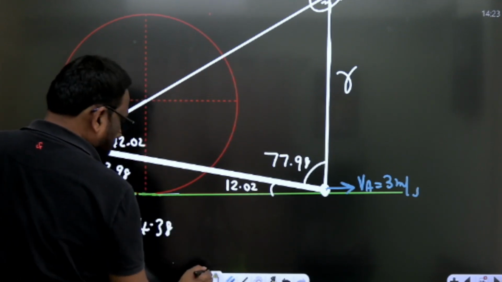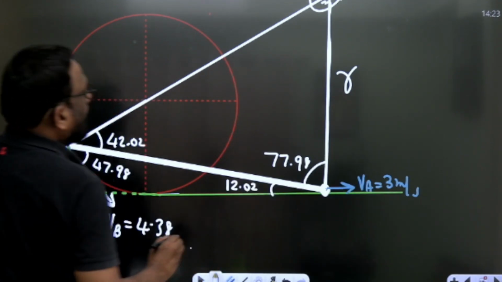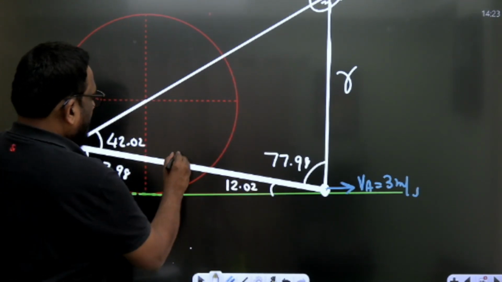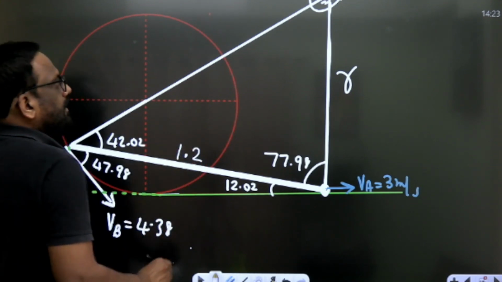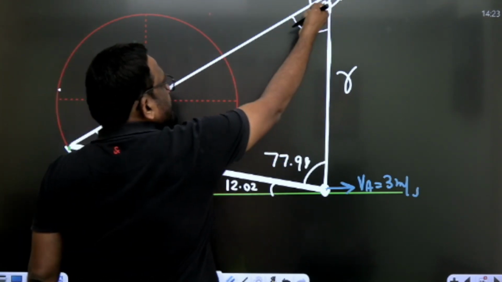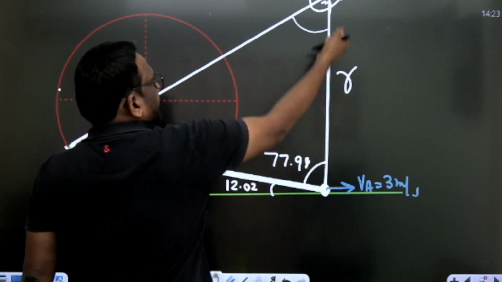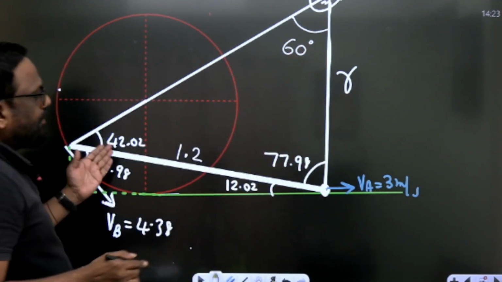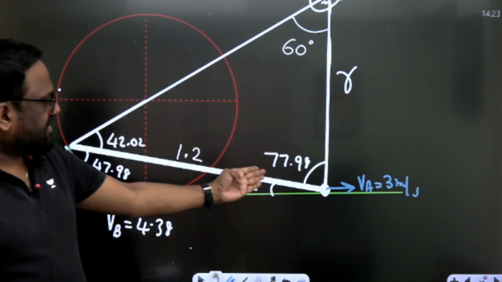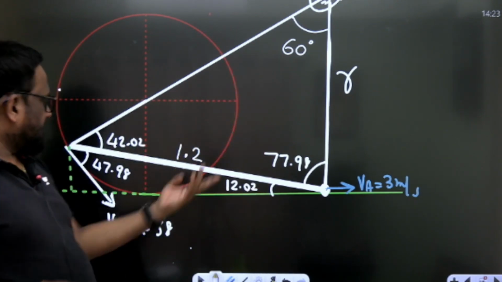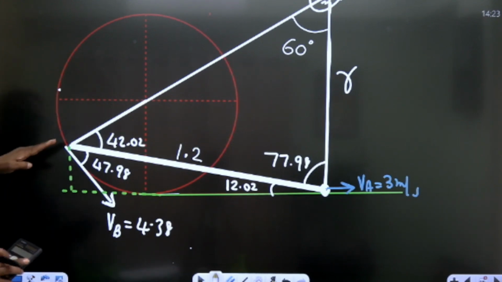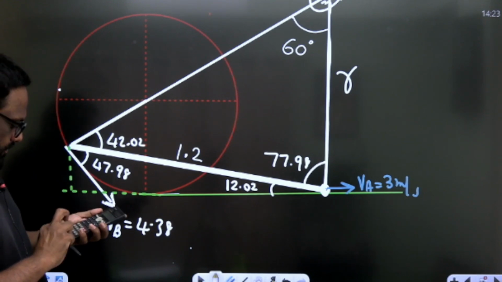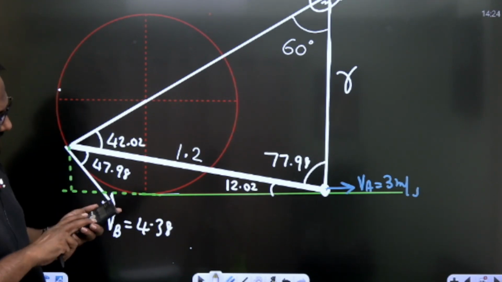Okay, sir. Now look, what is this length? 1.2. Can I calculate this angle? Because it is a triangle. Already I know this is 60. If you want, you can also calculate: this plus this should be 180. 42.02 plus 77.98 is 120, which is correct with 60 making 180.